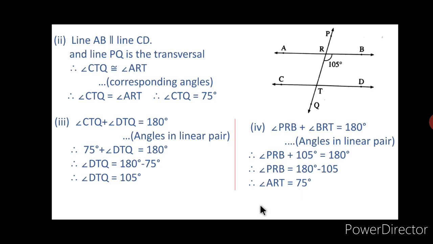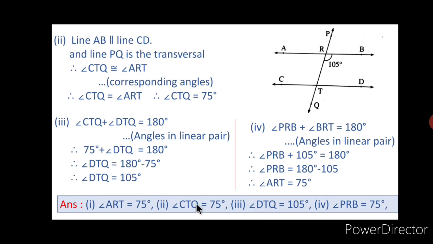Thus, the measures of the four angles are: angle ART is equal to 75 degree, angle CTQ is equal to 75 degree, angle DTQ is equal to 105 degree, and angle PRB is equal to 75 degree.